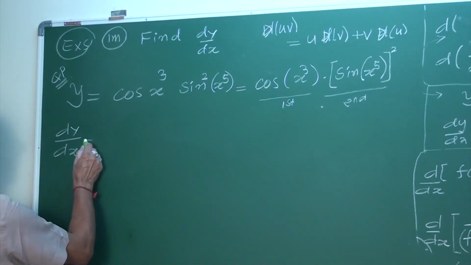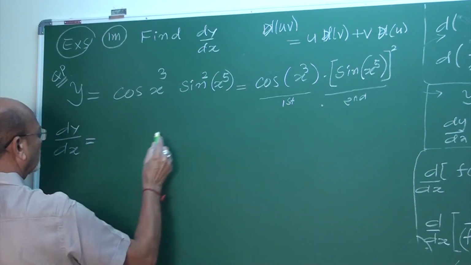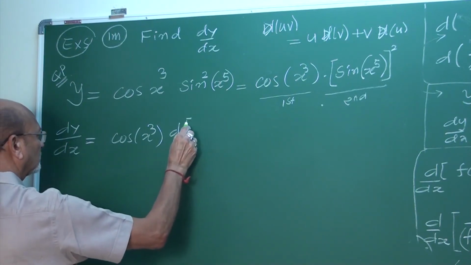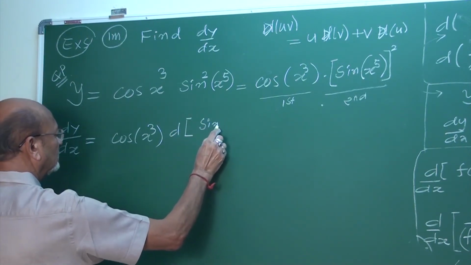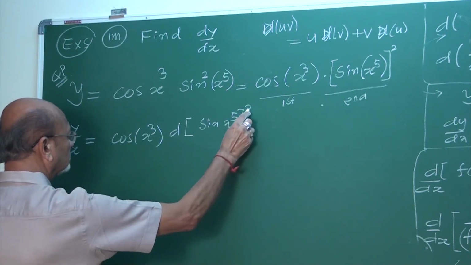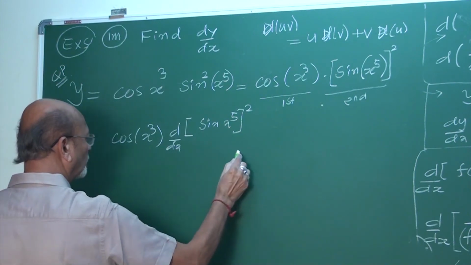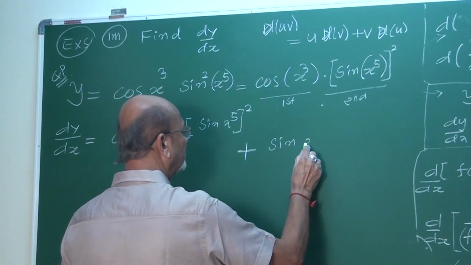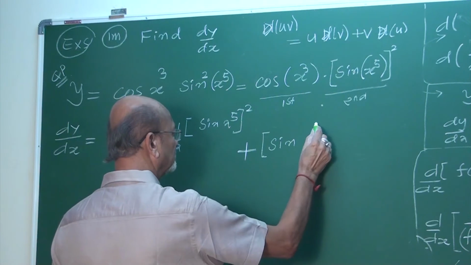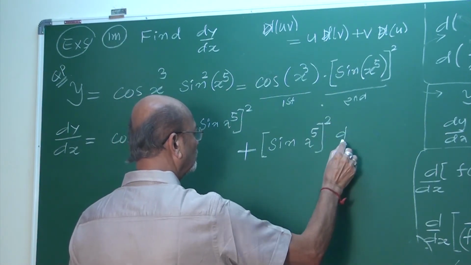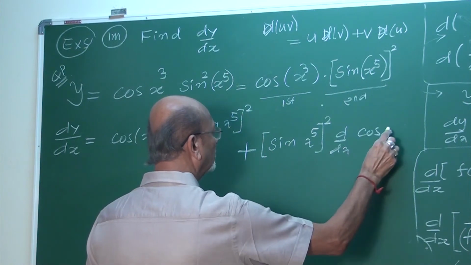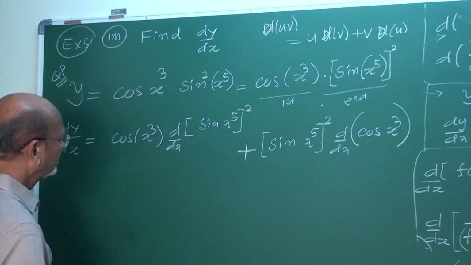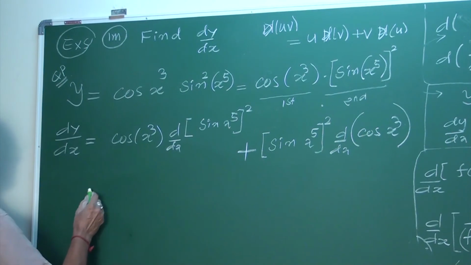Tell, friend. Product formula. Dy by dx: first function as it is, into derivative of second function, sin x to the power 5 whole square with respect to x, plus second function as it is, sin x to the power 5 square, into derivative of the first, cos x to the power 3. Write the derivatives.